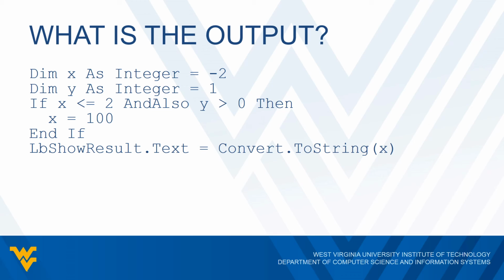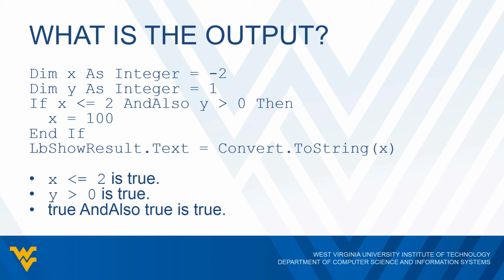So let's evaluate the expressions. Since x is negative 2, x less than or equal to 2 is going to be true. Now we have to check the second condition. If the first condition were false, we wouldn't need to check the second condition. But because it's true, we have to check the second one. And we see that since y is 1, y greater than 0 is going to be true. So we have true and also true. So that's going to be true. So we go into the body of our if-then statement. We execute the x equals 100 line. So our output is going to be 100.